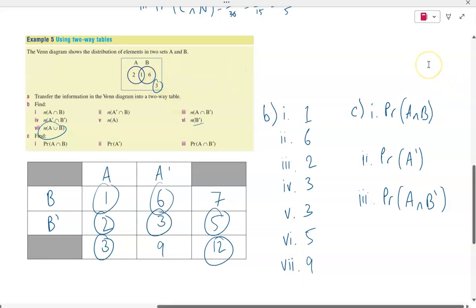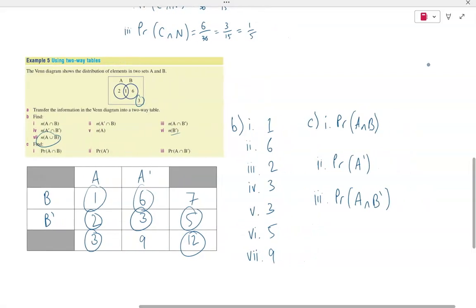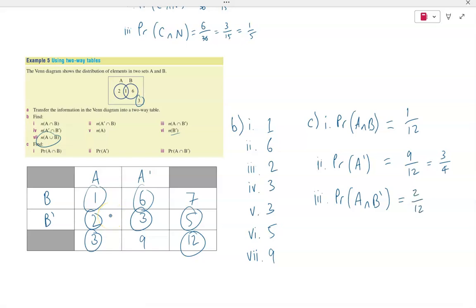Based on that as well, what is the probability that if you chose someone randomly from that group of 12 students or people, they would like apples and bananas? 1 over 12. What is the probability that they would not like apples? 9 on 12, or 3/4. What is the probability they would like apples and not bananas, or apples only? Okay, so apples and not bananas here, it's 2 over 12, or 1 on 6 to simplify.